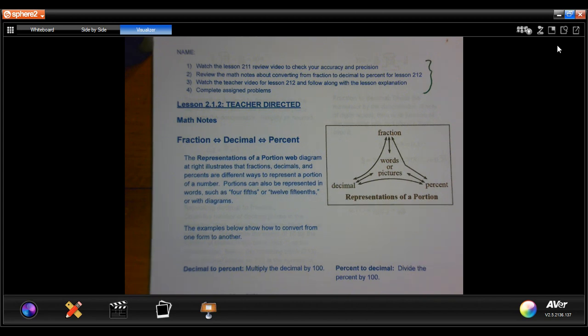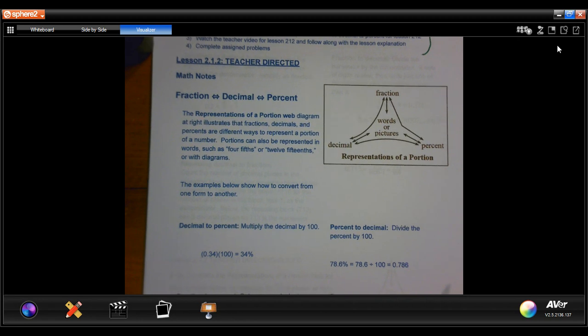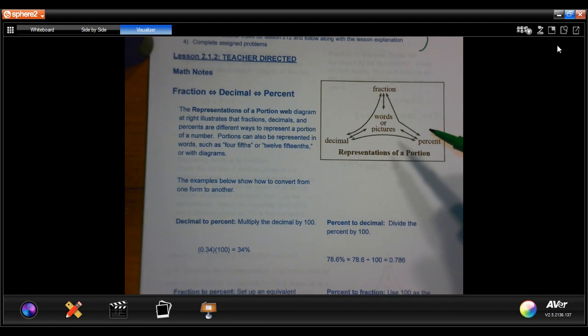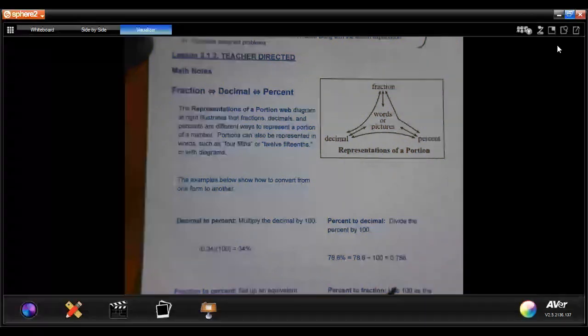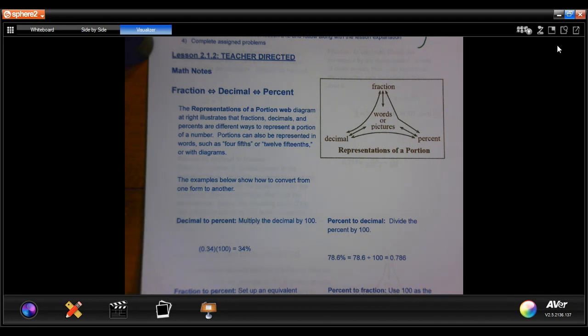Again, today we have some math notes for you to look at. As you can tell, we are looking to review the portion web, which we used as a tool in our sixth grade curriculum so that we can try to make a visual connection between fractions, decimals, and percents because they all are the same representation of a portion, just different names. And sometimes one is more usable or useful than the others, and so it's nice to be able to convert back and forth and do it accurately.